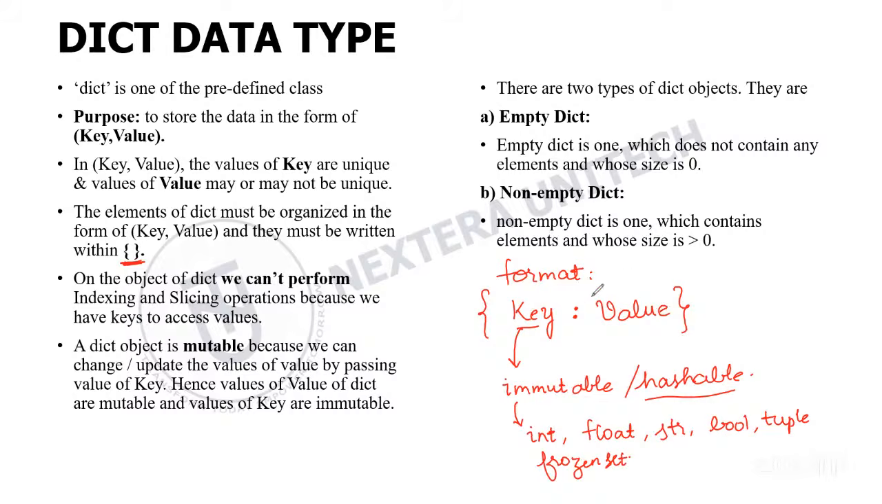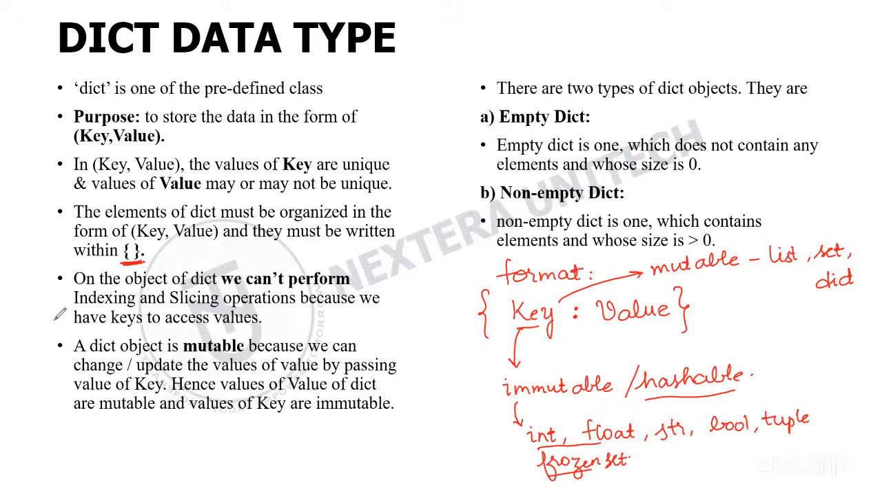But if I have the key as a mutable type, like a list, or let's say a set, or one more dictionary, these are all mutable types, right? So the keys cannot be mutable because hashing is performed. We cannot have list, set, and dictionary data types as our keys. We can have all the other types as keys.